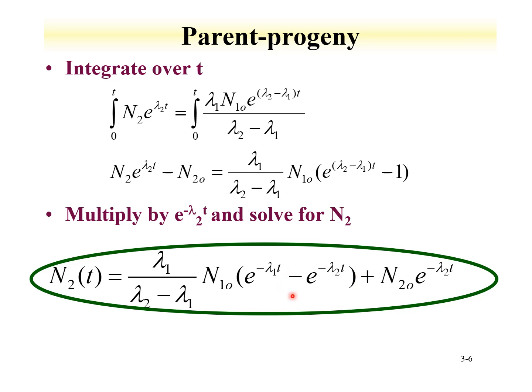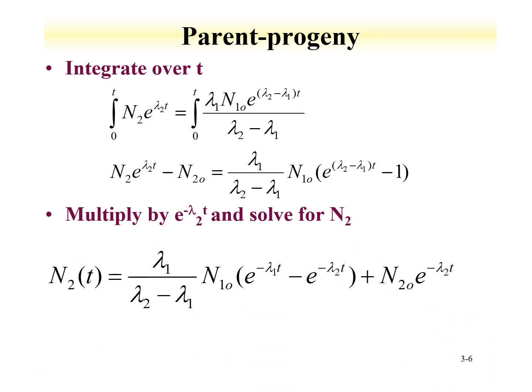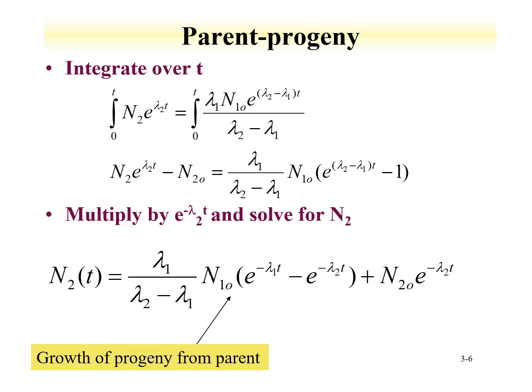Initial amount of the parent times e to the minus lambda 1 times t minus e to the minus lambda 2 times t, plus any amount of the progeny that is originally present. So let's consider that term also. Now we have this relationship we can use to provide an understanding of how much progeny is present at a given time t based upon an initial amount of parent and even an initial amount of progeny. So we have part of the equation which describes the growth of the progeny from the parent and then the initial amount of progeny. So pretty straightforward. We have these two components that provide information related to the amount of the progeny available at any given time.